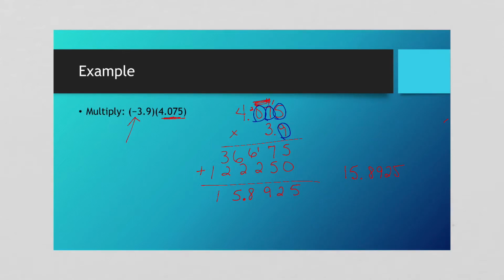I almost forgot the negative. You guys almost let me forget the negative. There we go. Sorry, negative 15 and 8,925 10,000ths.